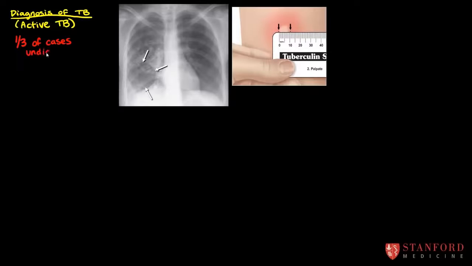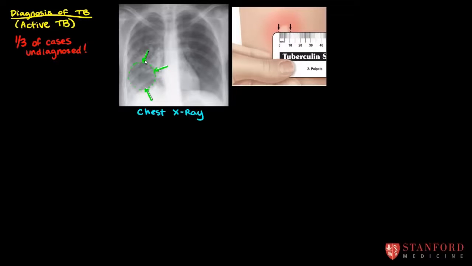Now, the picture, the x-ray that's shown, is from the Centers for Disease Control, and this was a patient who had pulmonary TB. You can see the arrows pointing in the lung to a round lesion, which appears like a cystic lesion, and this is actually a cavity. So this is cavitary TB.